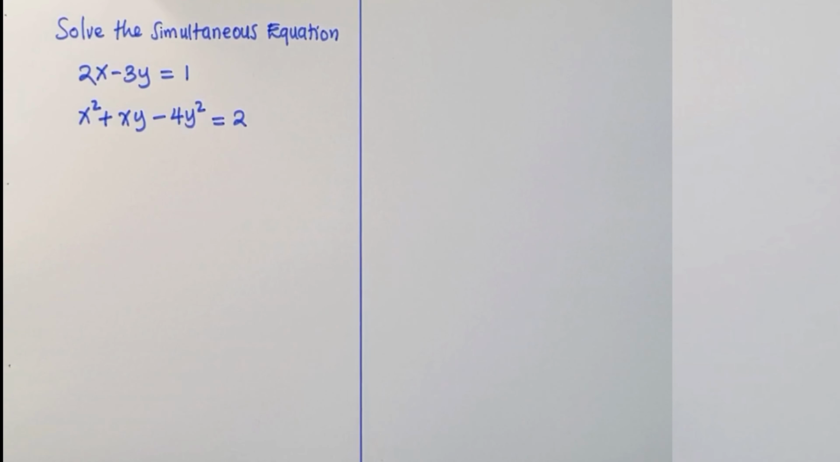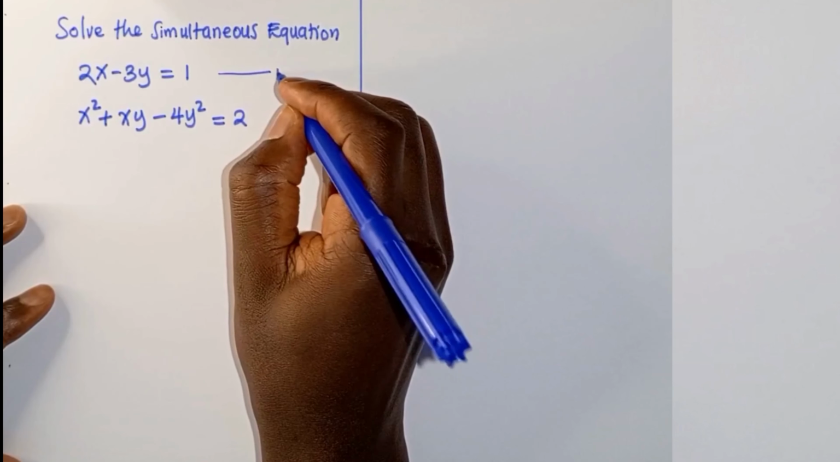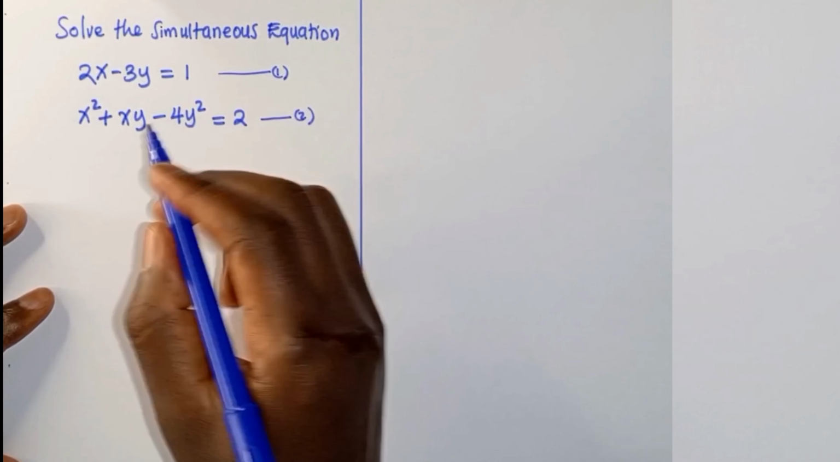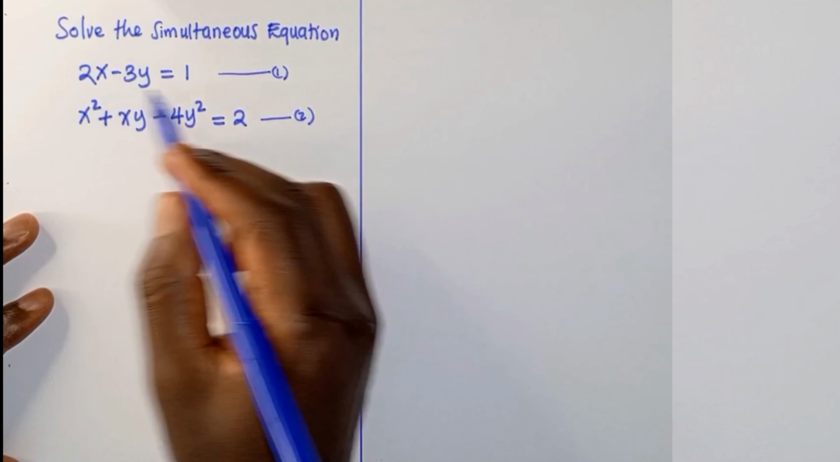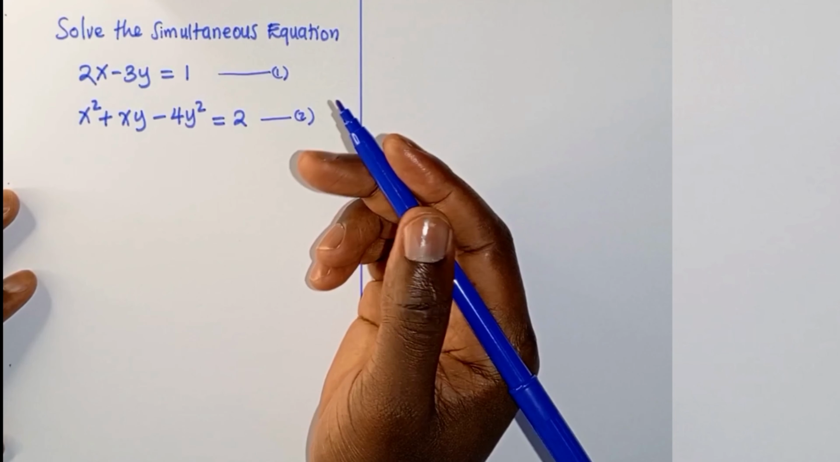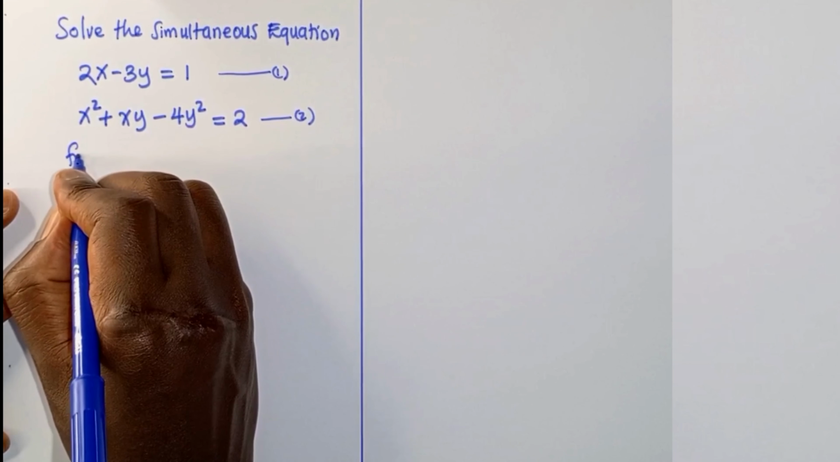In this video, we are going to see how we can solve a simultaneous equation of this form. So we begin by letting our equation 1 and equation 2. So we name them very well. We are to use the substitution method to solve such a simultaneous equation.